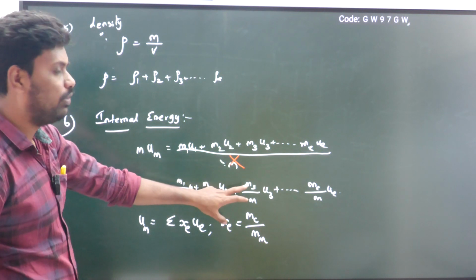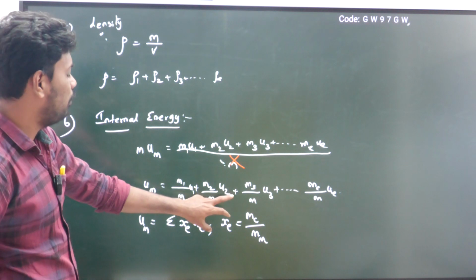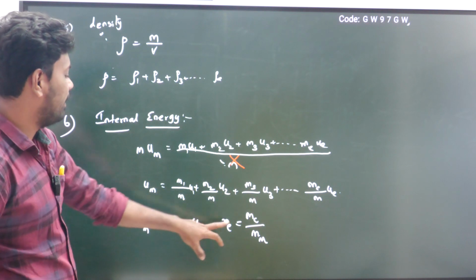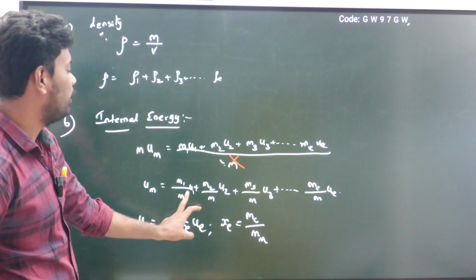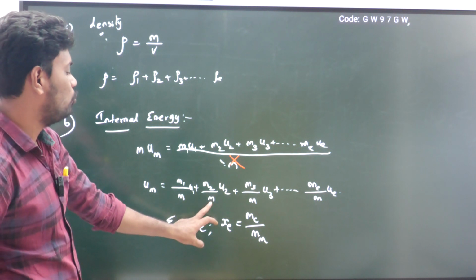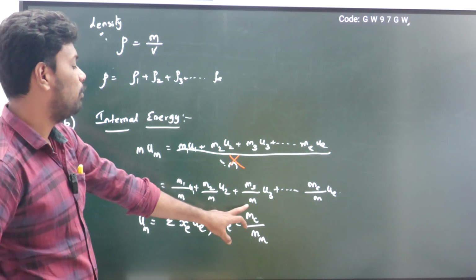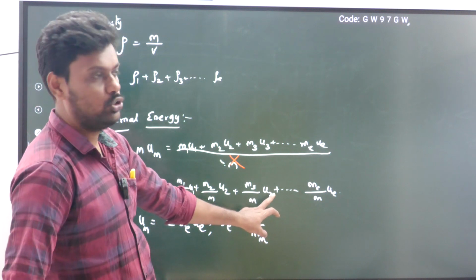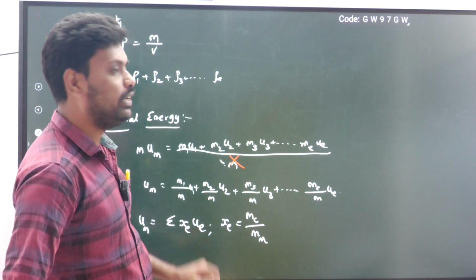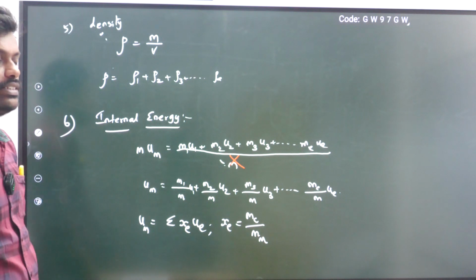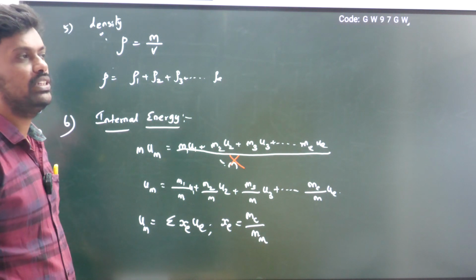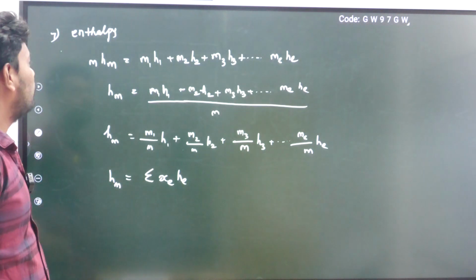Now I want to simplify it further, so I take M1 by M as x1, so it is x1 into U1, M2 by M is x2 into U2, M3 by M is x3 into U3. So the total internal energy is the summation of xe into ue, that is the formula.